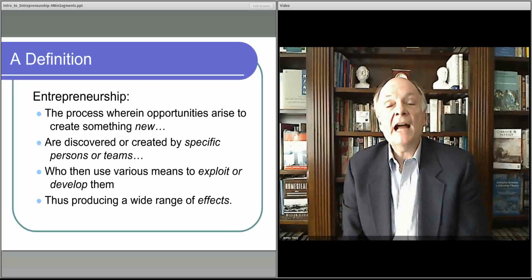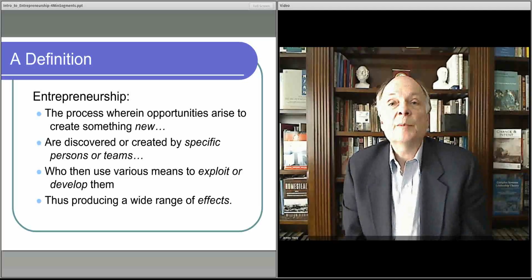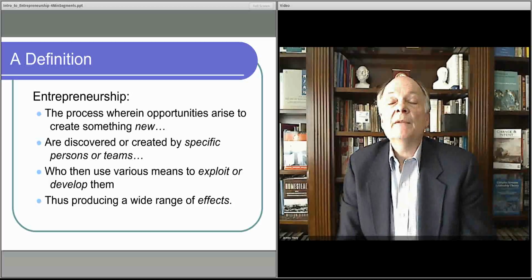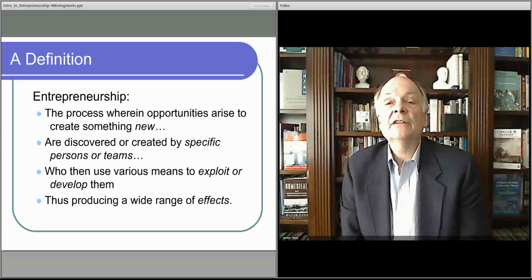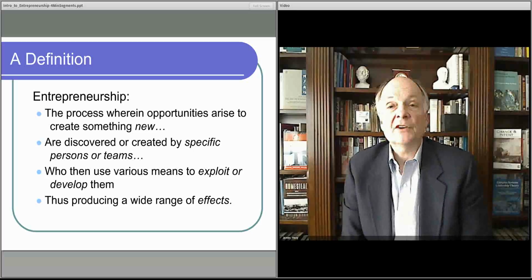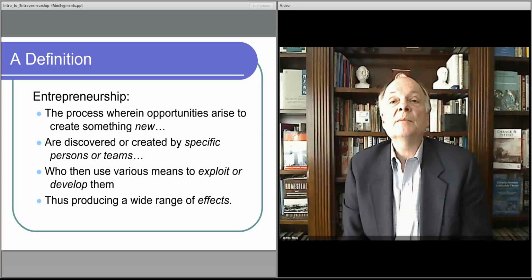And once that happens, things change for people. They have products they never had before, services they never had before. The economy grows, jobs are created. There's all sorts of wide-ranging effects. So opportunities present themselves, people find them, they figure out how to develop them and exploit them, and because of that, there's a wide range of effects.